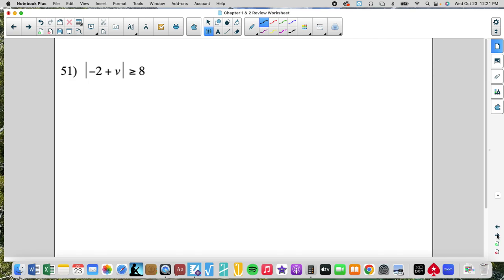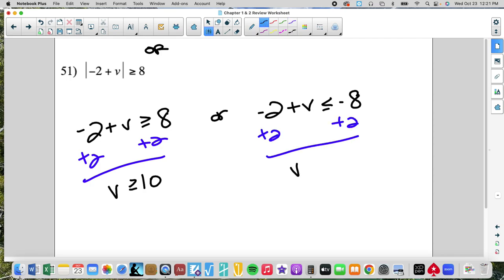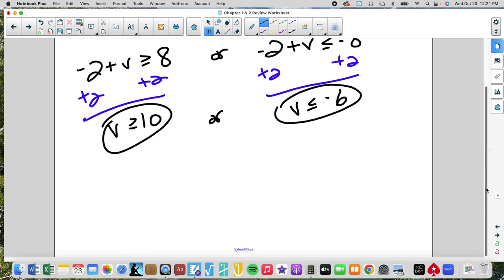This is a greater than, so this means or negative 2 plus v is greater than or equal to 8, or negative 2 plus v is less than or equal to negative 8. Let's add 2, add 2. We get v is greater than or equal to 10. Let's add 2, let's add 2. We get v is less than or equal to negative 6. It's an or statement. So we would want to write this.